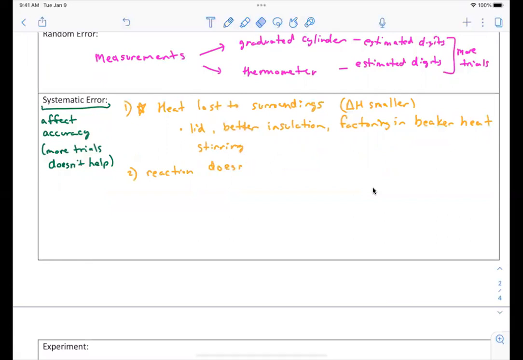Reaction doesn't go to completion. So therefore your delta H is smaller, because it's not producing as much heat as it should be, because it doesn't completely react. Again, I think that's more with stirring and things like that as well, trying to make sure it completely reacts.